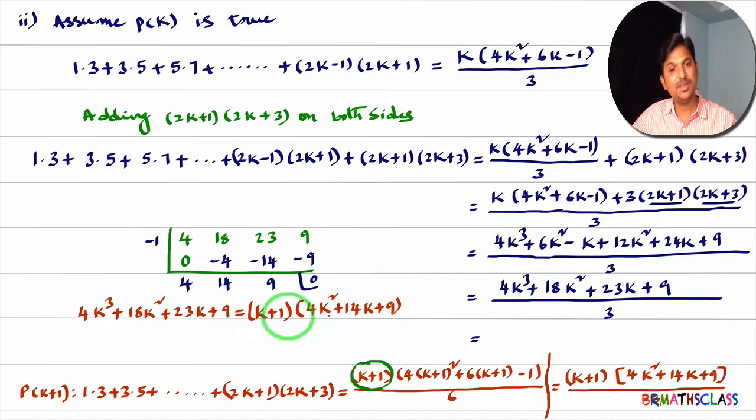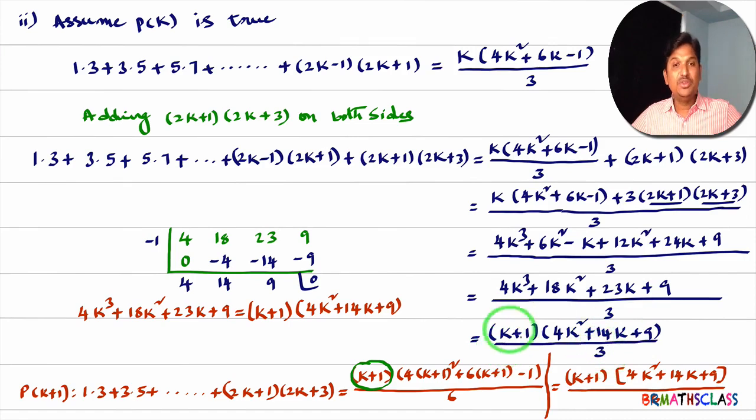So this 4k cube plus 18k square plus 23k plus 9 can be written like this. If you want, you multiply these two, you will get the same thing only. So it can be written as k plus 1 into 4k square plus 14k plus 9, and as usual, the whole divided by 3. You observe this step. What we got? We got the RHS of P of k plus 1.